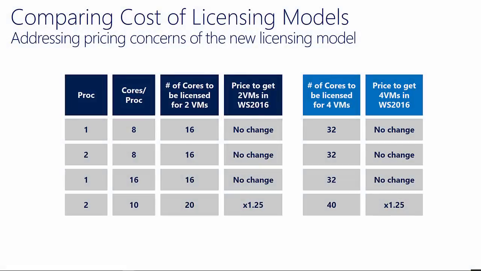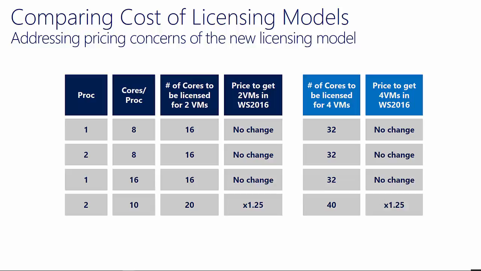So now as we take a look at the cost comparison, what you can see here is that for single or dual core servers, as long as we're staying within that 16 total cores per server, there's no pricing change. So whether we're running 2 VMs or we're stacking 2 copies and running 4 VMs, there's no pricing change that we need to be concerned about.